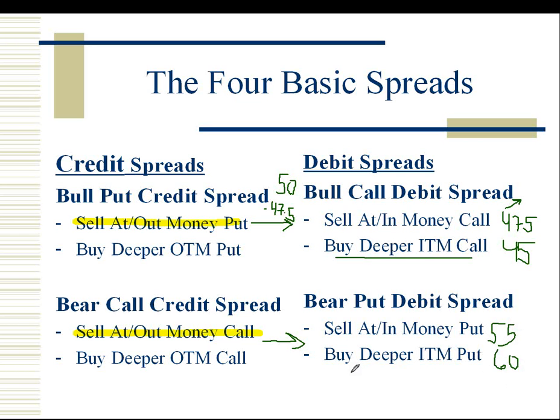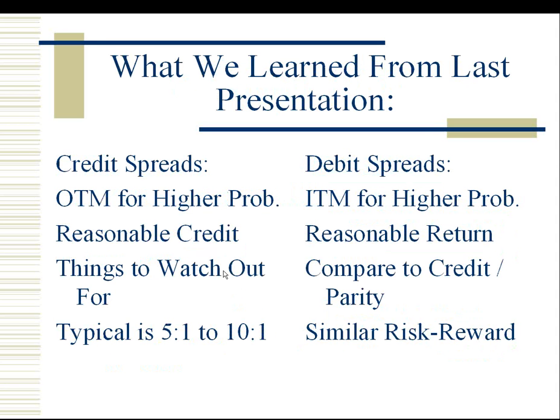This might cost a debit of $4.50 or $4.60, so that at the end of expiration, if the stock is below 55, we can get the $5 back, and our profit is the difference between our initial net debit, excuse me, folks, and the difference in the strike prices.